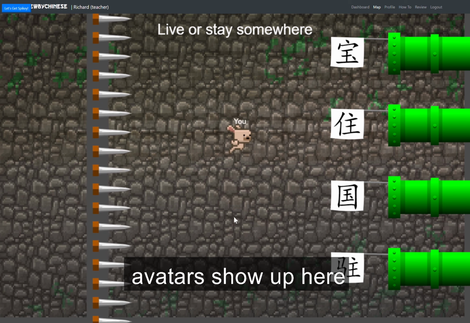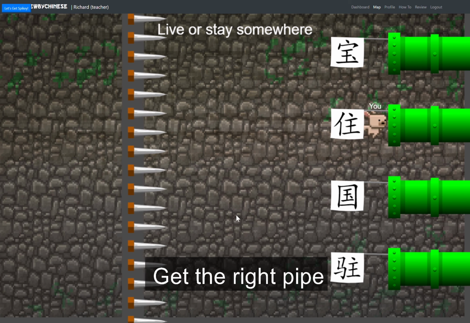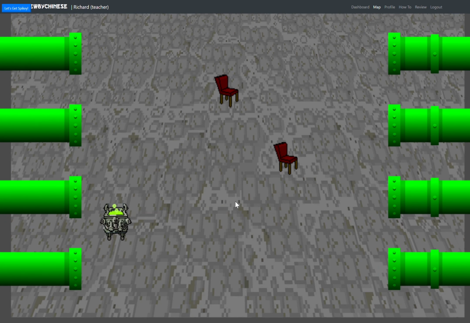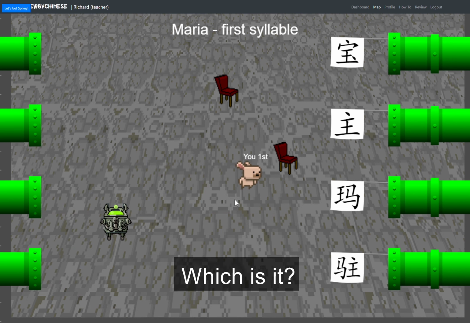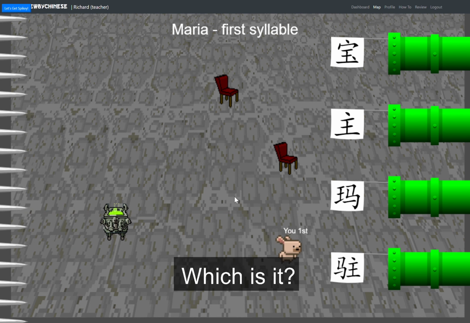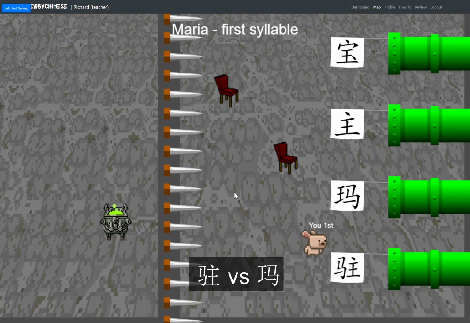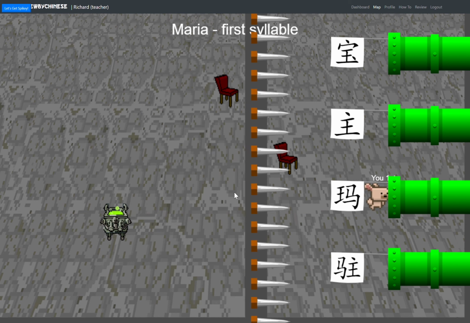We have to get the right pipe or die. Okay. First syllable of Mary or Maria. There we go. Which is it? Now, straight away they're stress testing their knowledge on which character it is.